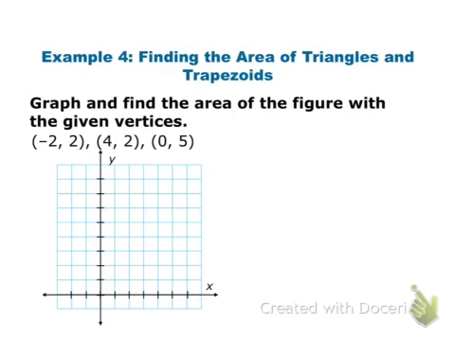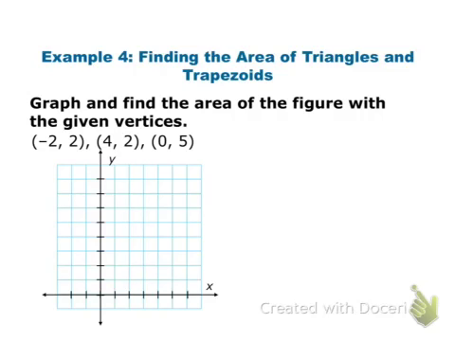Okay, we're finally in the home stretch. Example 4. So we're going to find the area of triangles and trapezoids. Now we're finally doing area. And we're going to do this by graphing coordinates onto a plane and then finding the lengths by counting the numbers and getting all of our measurements that way. Again, this is multi-step, so take your time.